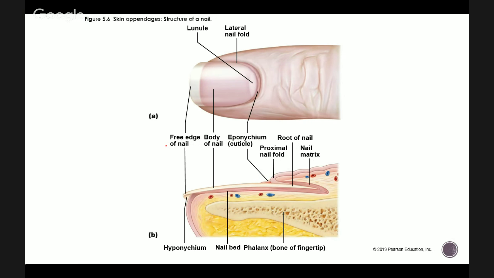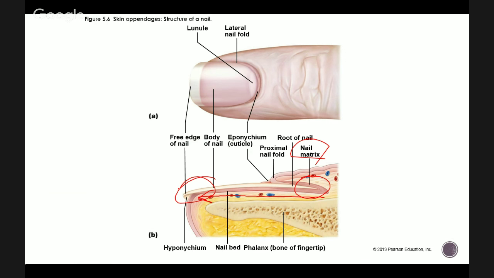Moving over to the nails. Looking at the nails, here we have a nail matrix, which is made up of what? Mitotic cells. And guess what? As those cells grow and move their way out, what happens to them? Keratinocytes, they die off. So when you cut your nail at the end, the free edge, it doesn't hurt.